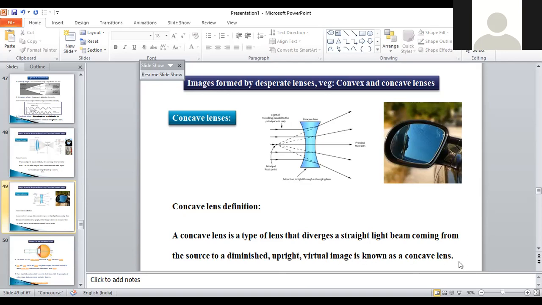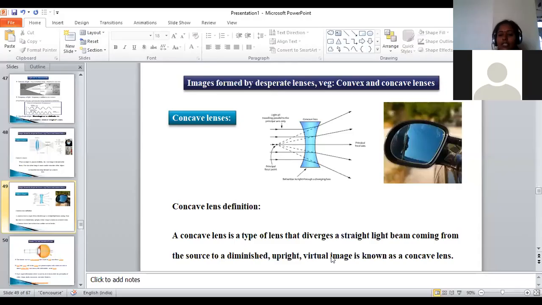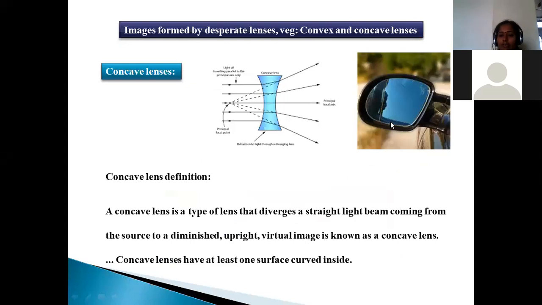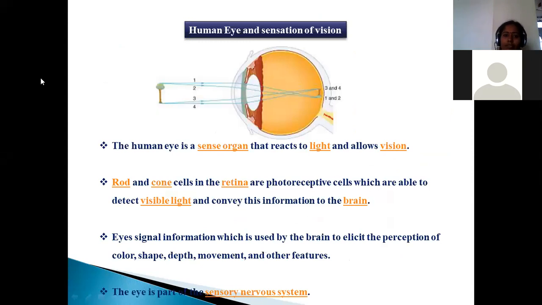So a virtual image is generated, which is known as the concave lens. Whatever image we take, it will be straight and upright. The mirrors we use in two-wheelers and four-wheelers are all considered concave lenses, composed of concave lenses.